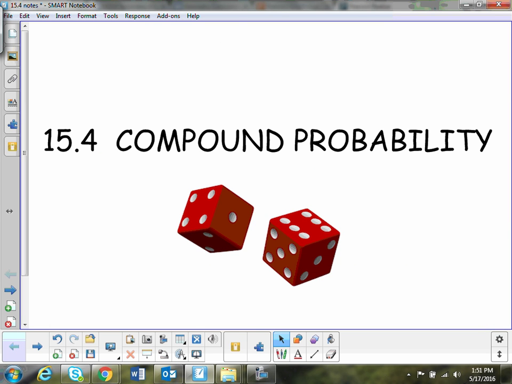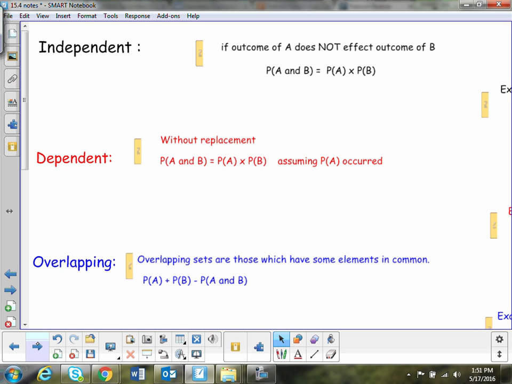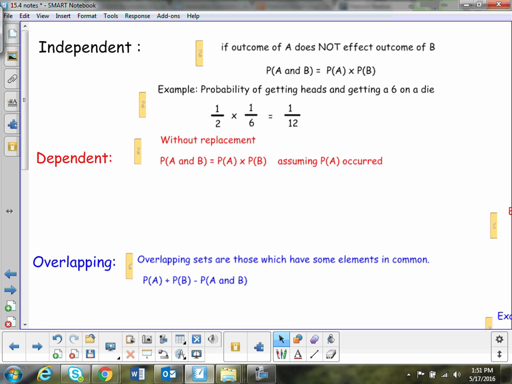Let's go back. Compound probability. There are different types of compound probability. You wrote down three terms that deal with it. The first one talks about independent events: if the outcome of A does not affect the outcome of B. And there's that formula. So here's an example which will help it seem a little bit better. That goes with independent events.